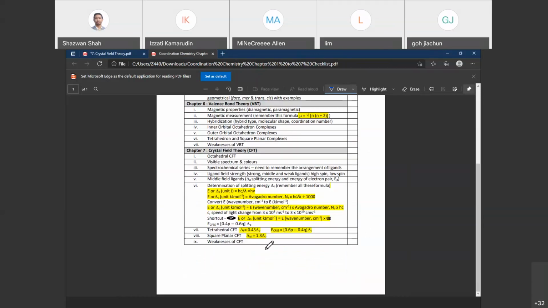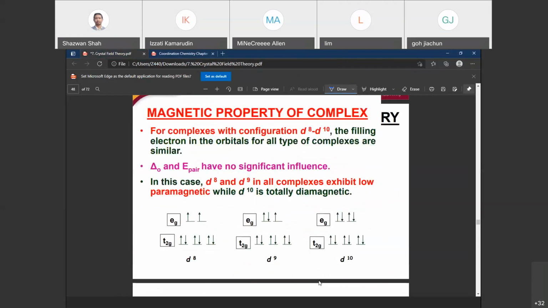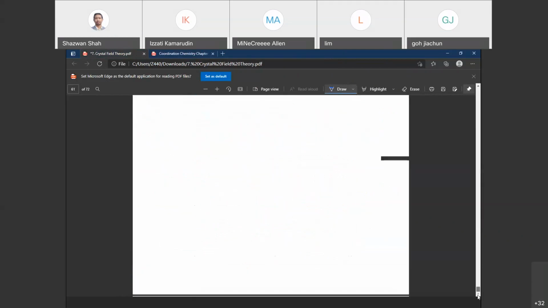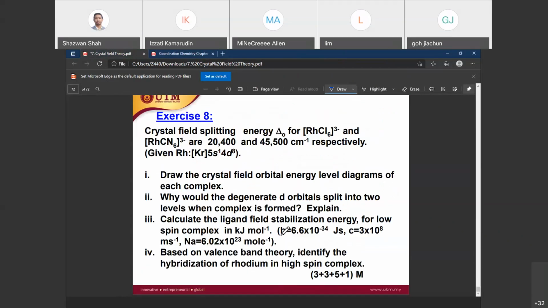So I think that's it as a summary for this chapter. Try to do the questions at the end of this topic to test your understanding. Make sure that you understand this topic so that it will be easy for you to understand the following chapter, which is molecular orbital theory.